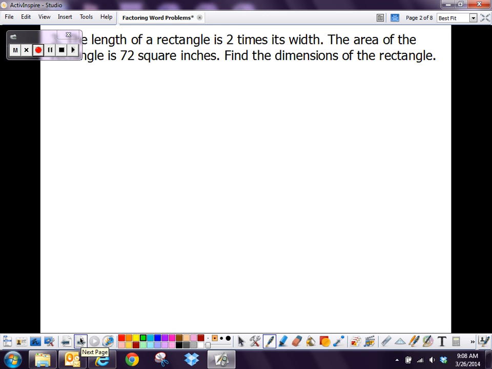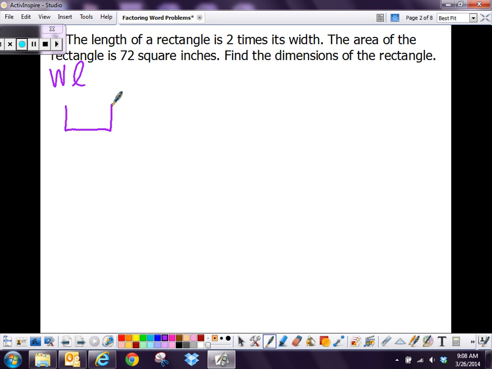All right, number 3. The length of a rectangle is 2 times the width. The area of the rectangle is 72 square inches. Find the dimensions of the rectangle. All right, so the two things that we have here, we have width and we have length. Okay, we're talking about a rectangle.